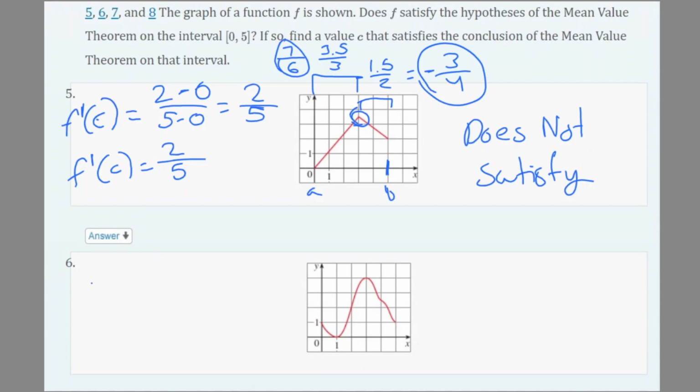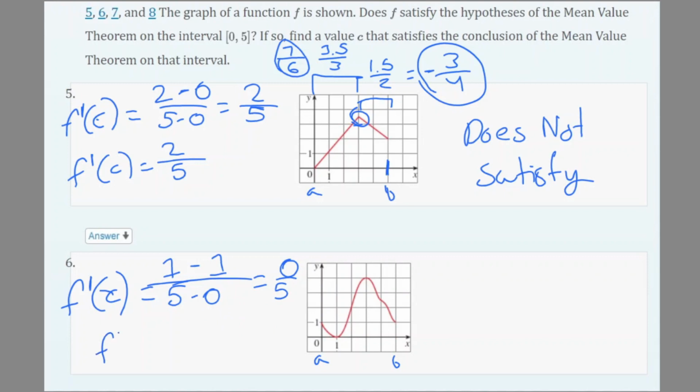Number 6, so we're going to plug in for the mean value theorem equation again. This is going to be b and this is going to be a, because that's our interval. And so f(b) is 1 minus f(a), which is 1. And on the bottom, we're going to have 1, 2, 3, 4, 5 minus 0. But the bottom doesn't really matter because we're going to have 0 at the top. So f prime of c is equal to 0. So we have to find the c values that have a derivative of 0.